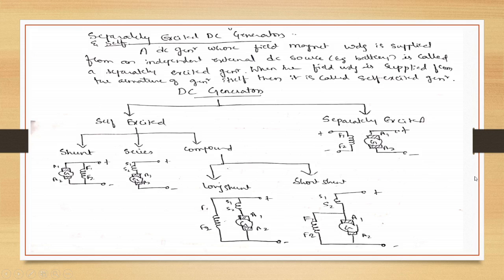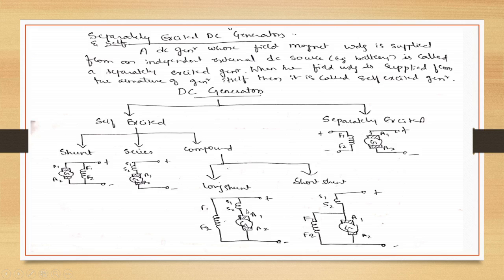Is it clear, everyone? So what we are telling here: DC generators are classified as separately excited and self-excited generators based on the type of excitation. If the field winding is excited separately from an external source, then it is separately excited, and if the field winding is excited from the armature of the generator itself, then it is called self-excited. Under self-excited we have shunt, series, and compound. Shunt means the armature winding is in parallel with the field winding. Series means the armature winding is in series with the field winding.